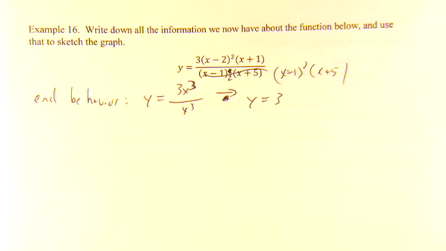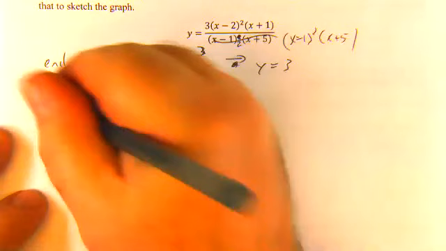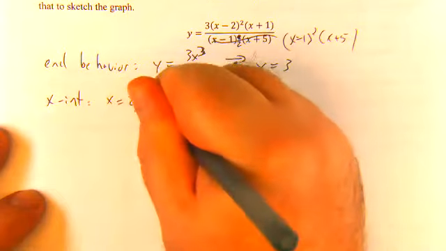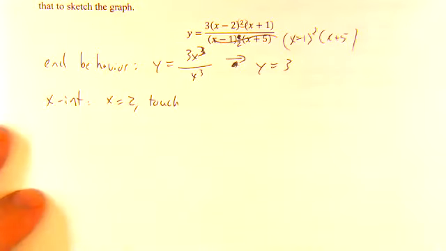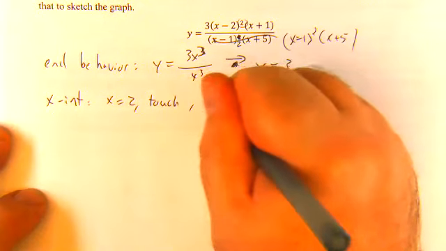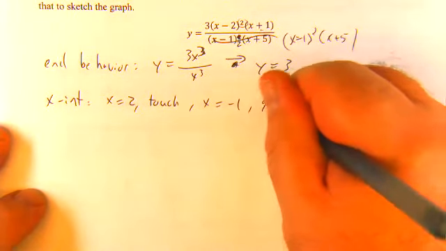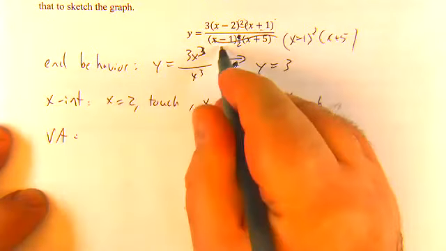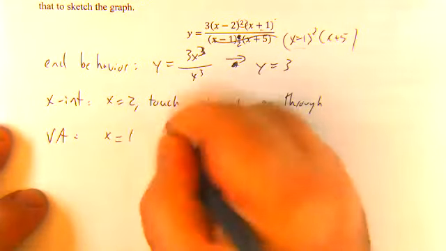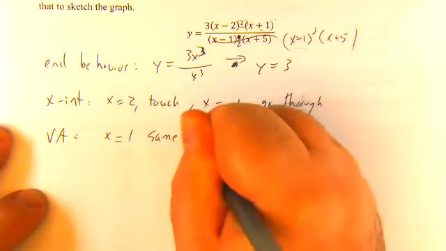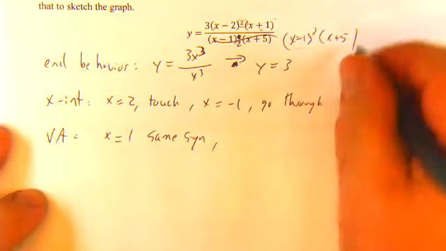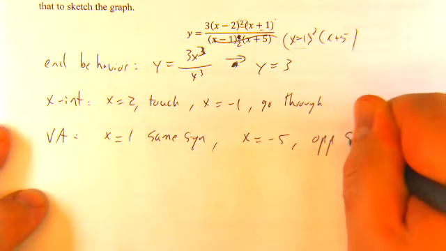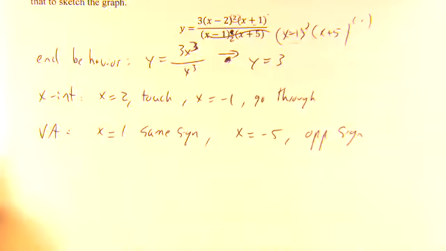So y equals 3 is our end behavior. X-intercepts, x equals 2. Touch because it's an even power. X equals minus 1 from this factor, and you go through because it's an odd power. Vertical asymptotes, one is x equals 1. Even power, so same sign. And the other one is x equals minus 5. Opposite sign because power is 1.